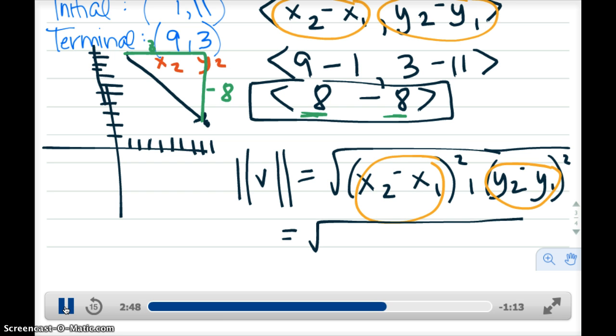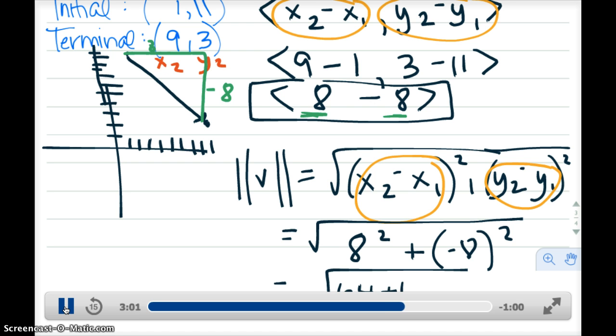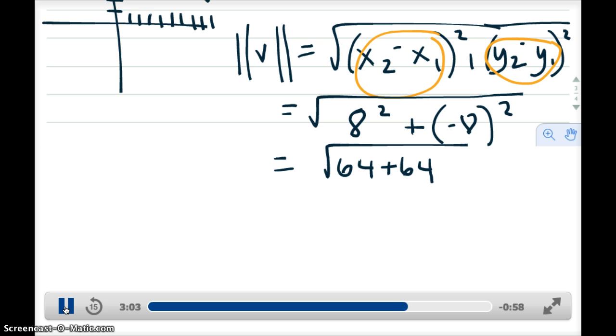So I'm just going to look at x2 minus x1. We already know that that's 8 squared. And I know y2 minus y1 is negative 8 squared, which gives me the square root of 64 plus 64, or the square root of 128. Boom. If you want to be half of a pre-calc student, you would stop there.